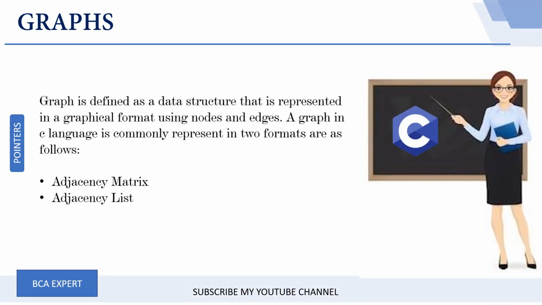A graph is defined as a data structure that is represented in graphical format using nodes and edges. A graph in the C language is commonly represented in two formats: firstly the adjacency matrix, and secondly the adjacency list.